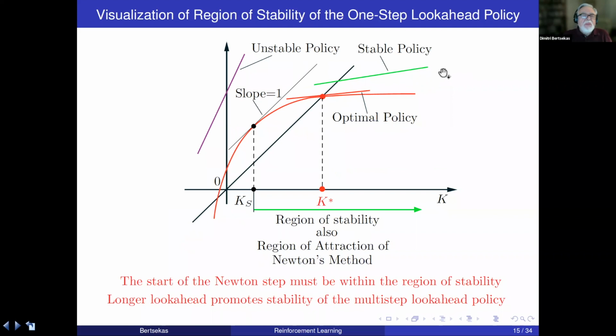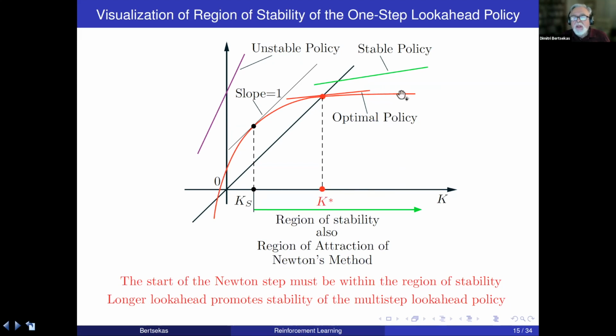And now let's look at an important issue for control theories, but also in general, the issue of stability of the one-step look-ahead policy. Okay, so we can start with a cost function approximation K tilde to the right of K star.